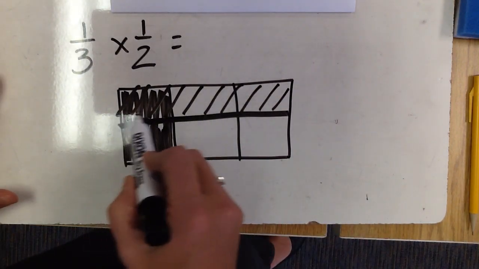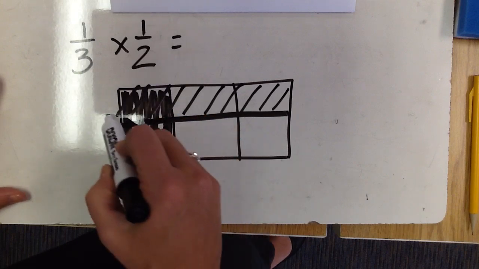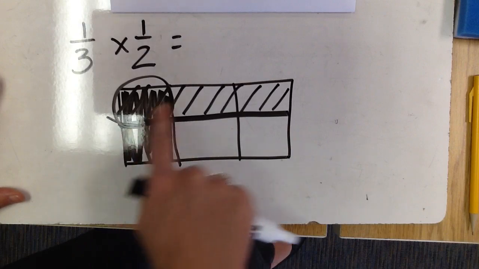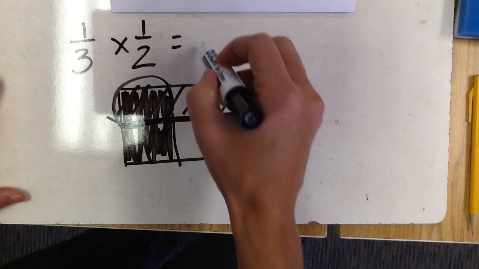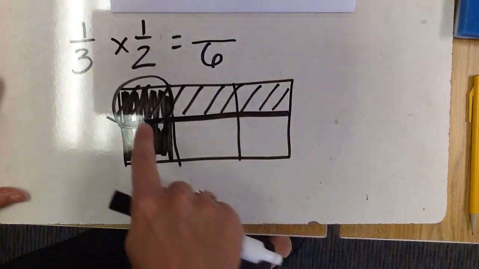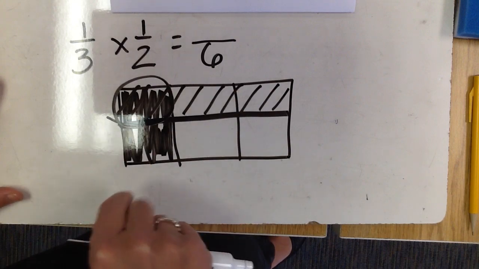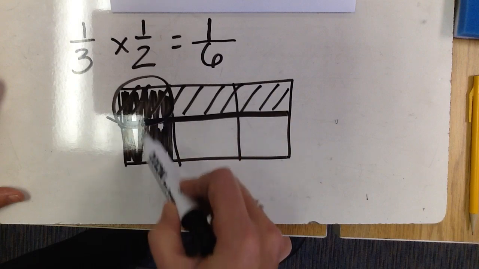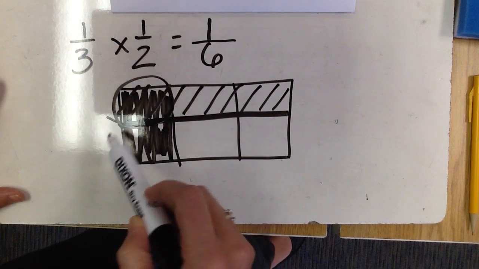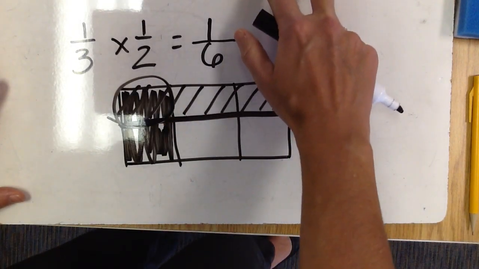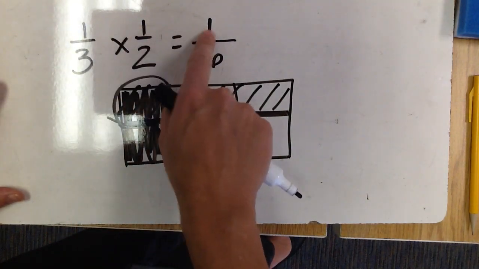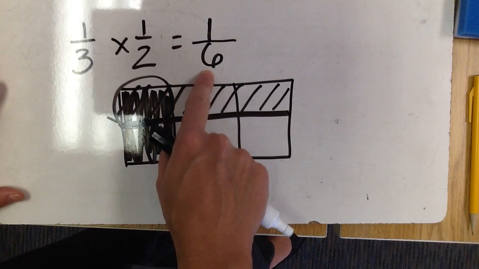And then I can look to see what 1/2 of my 1/3 is, where that shading overlapped. So now my whole is divided into 6 total parts, and I'm looking at one of those because 1/2 of 1/3 would be 1/6. And then I can look at that using the standard algorithm by multiplying my numerators and then multiplying my denominators.